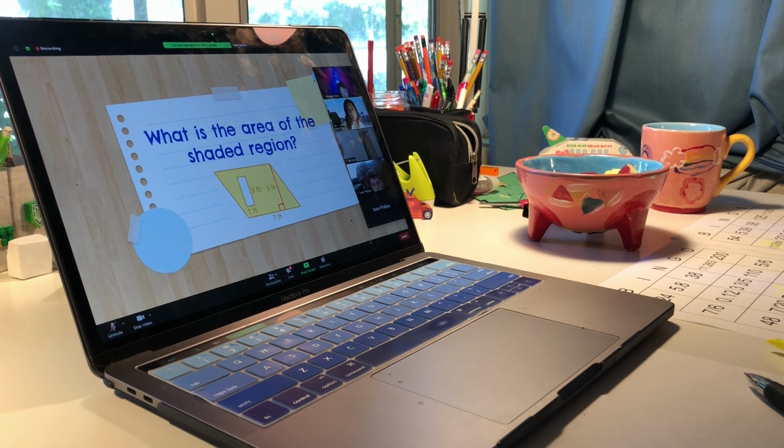What is the area of the shaded region of this parallelogram? Are we only doing diagonals, or can we just go straight across? Right now, I'm looking for a diagonal, but if you have the answer, you can still mark it. Okay, thank you.